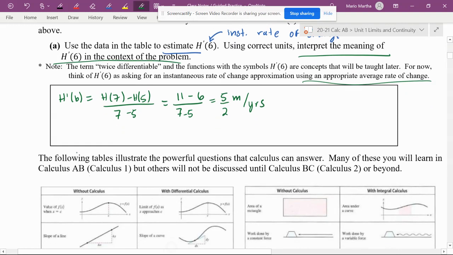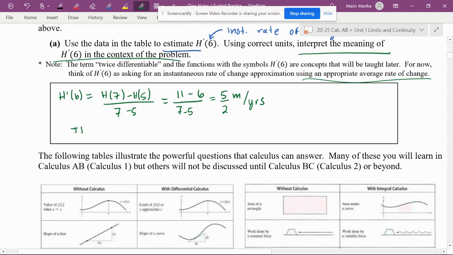So what we want to see is that we can say that the tree is growing at a rate of 5 meters every 2 years. All right. And that's more than enough. Go straight to the point, and that would be pretty much your explanation.